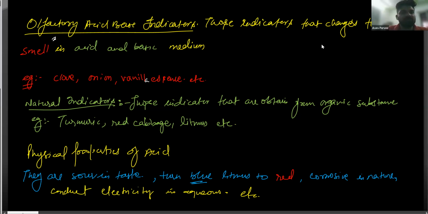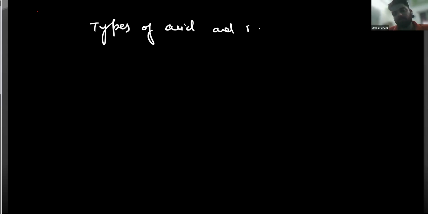Let's start. This is the types of acids, that is strong acids and weak acids. We're going to discuss the types of acids and bases. If you have any doubt regarding this topic, note it down and please let me know.